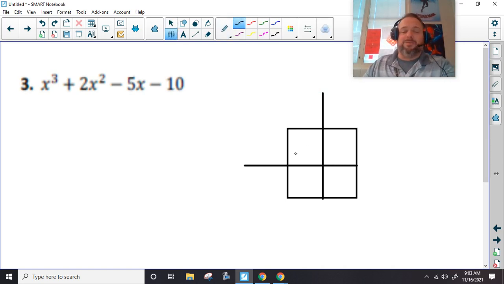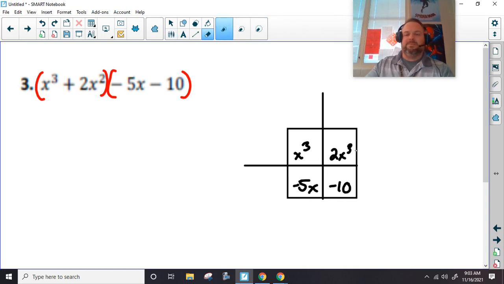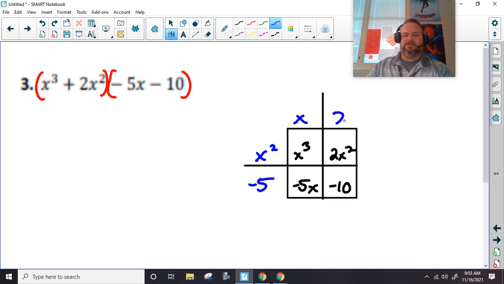All right. So if you're doing it with the box method, this is how you would set it up. Okay? If you're doing it with the grouping method, you would start this way. And make sure that you actually copy the problem down right because Mr. Jeffries accidentally wrote something down wrong. Okay. So this gives me x squared. This gives me minus 5. This gives me x. This gives me 2.